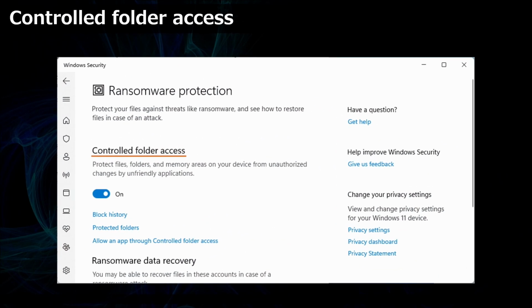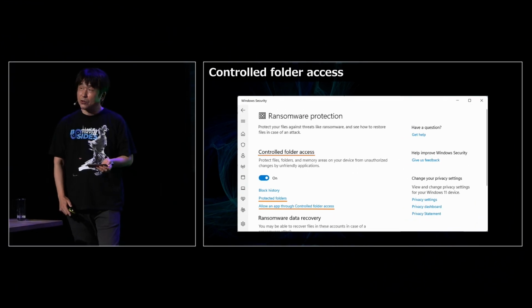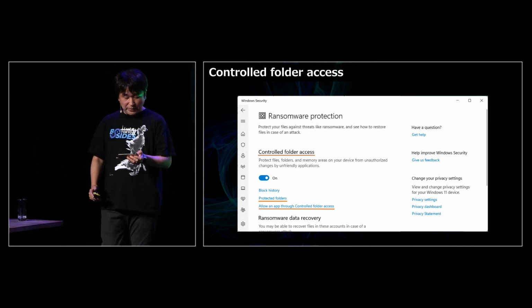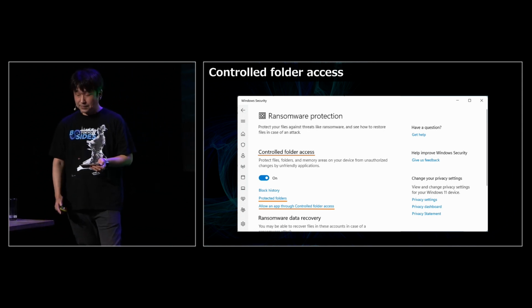The foundation of Windows ransomware protection is Controlled Folder Access, which consists of protected folders and allowed apps through Controlled Folder Access. In addition, Controlled Folder Access is disabled by default, and you need administrator privileges to enable it, as well as to disable it. So you cannot easily change these settings.